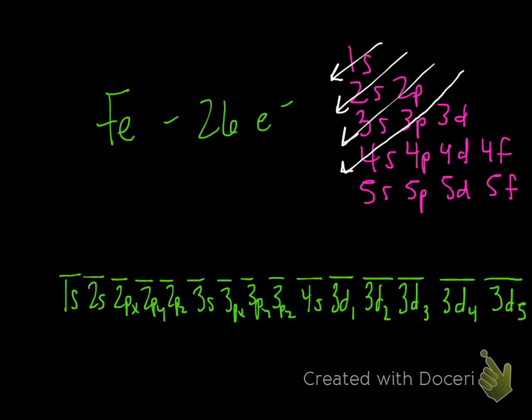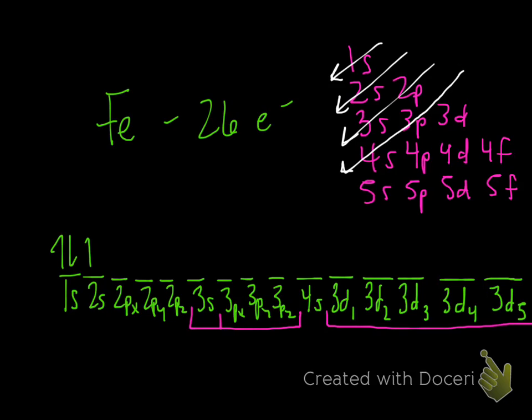Let's draw it. Okay, so now we've drawn in our 3d subshell. And it's still on the third main energy level, but it's a subshell of its own, and it's kind of interrupted by the 4s. So let's start filling. We have 26 electrons to distribute.